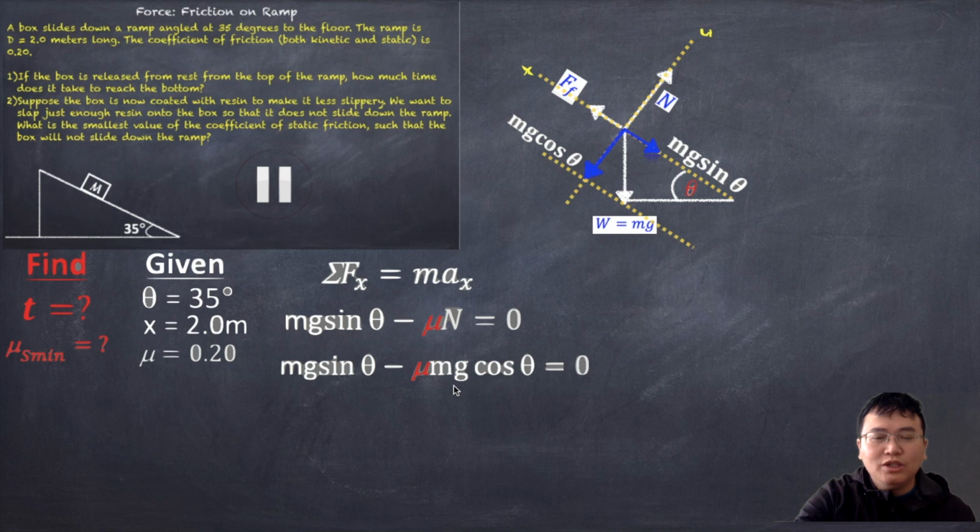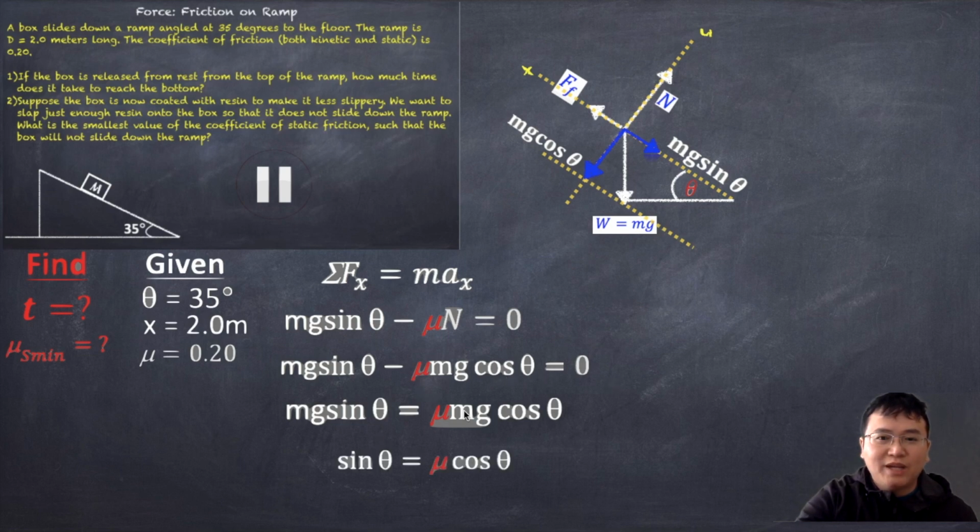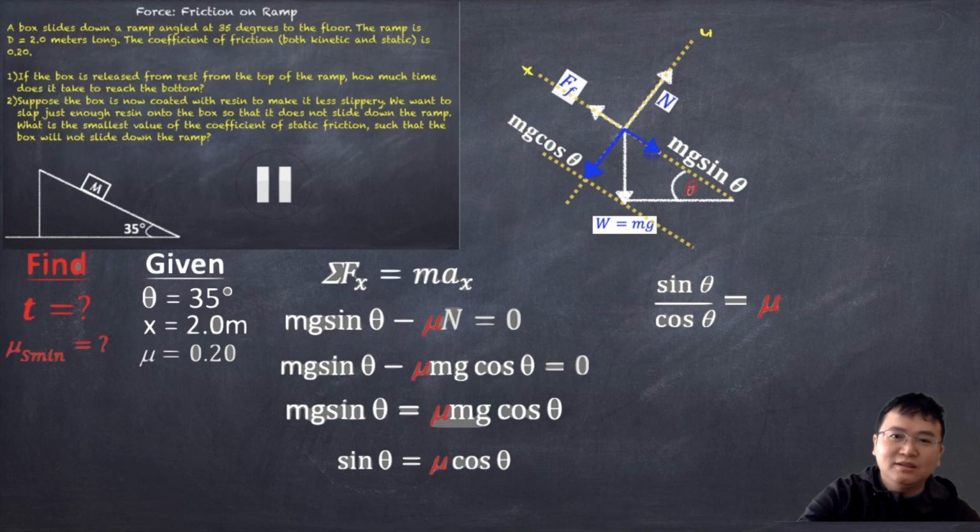Okay, so what you need to do next is put mu by itself. Put this equation to the right and divide both sides by mg cos theta. Actually, I don't need to. As you can see here, we have an mg on the right and mg on the left. We can cross that out, leaving sine theta and cos theta. And this is just some mathematics. Take sine theta divided by cos theta, and that will equal mu.